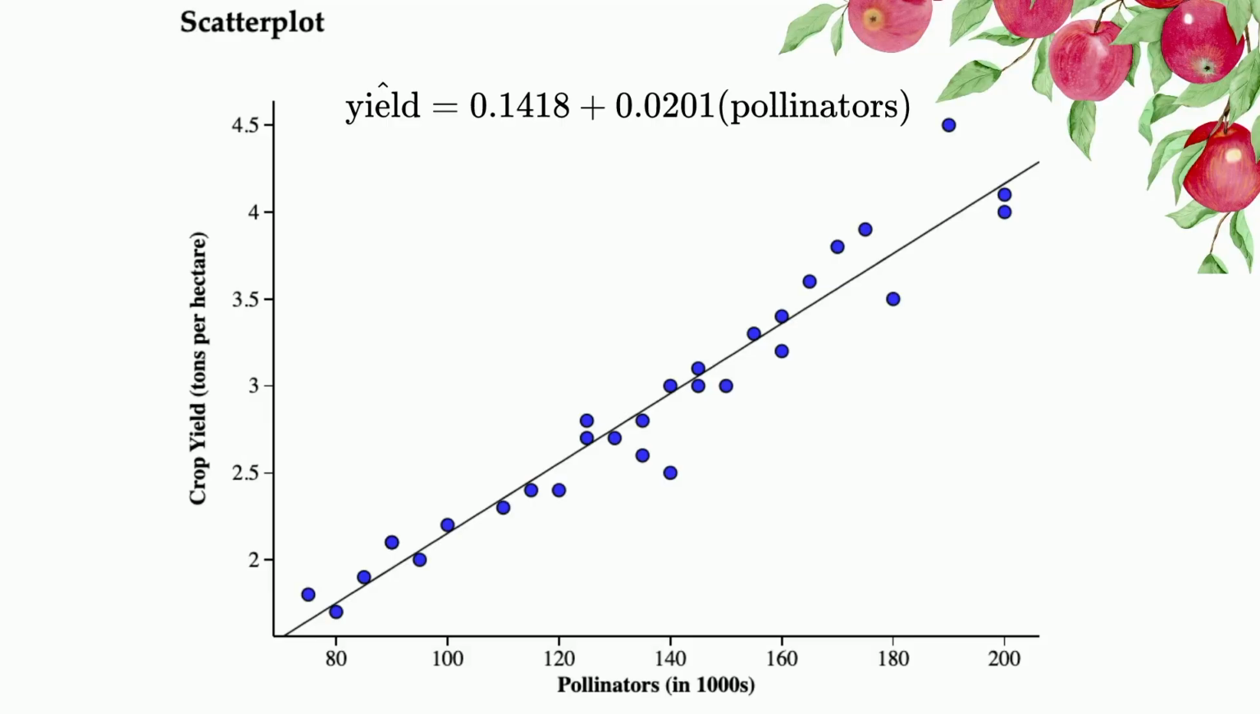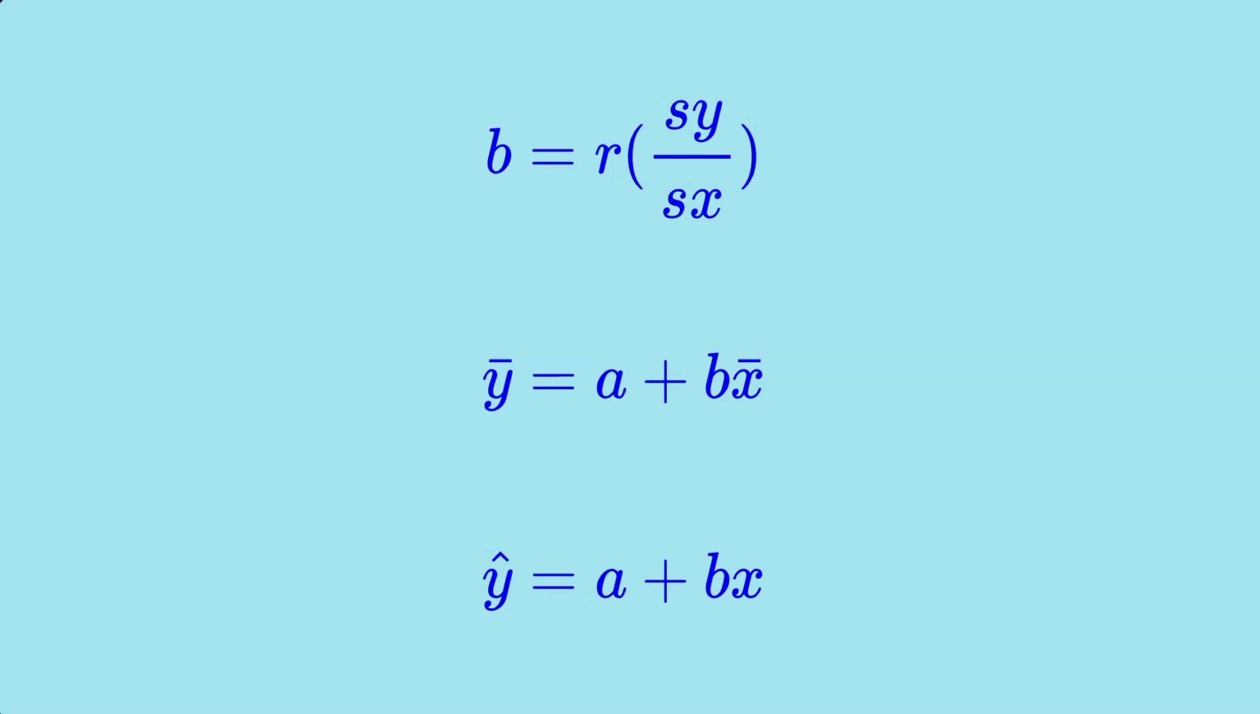Now let's put some of our AP Statistics formulas to work. These three formulas are given to you on the AP Statistics formula sheet. The slope of the regression line is equal to the correlation coefficient times the ratio of the standard deviation of the y values over the standard deviation of the x values. The second equation tells us that the mean of the y values is equal to the y-intercept, which is denoted in the equation by the letter a, plus the slope b times the mean of the x values. And then finally, our parameters of slope and y-intercept can be put into our regression line equation: y hat is equal to a plus bx.